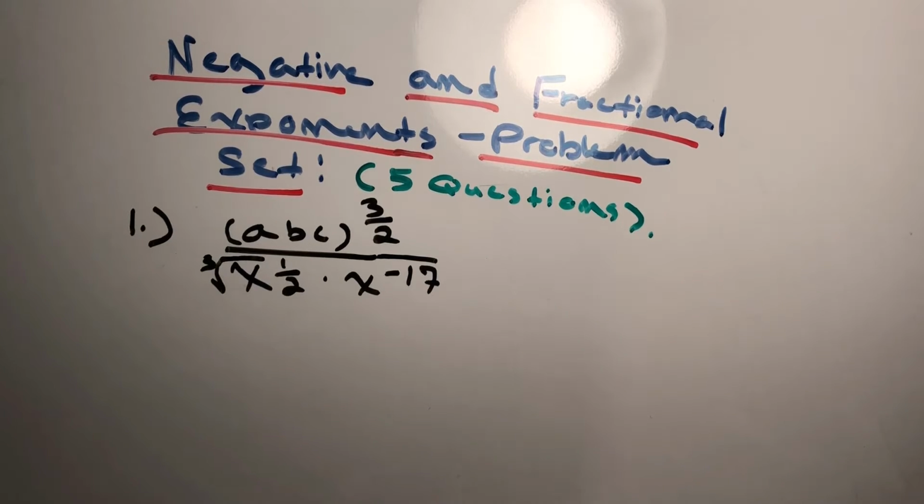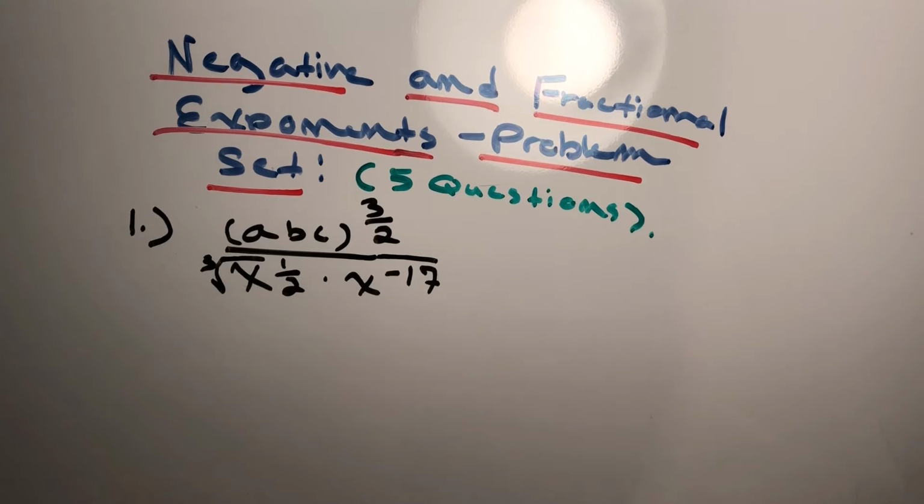So the first problem is asking us to simplify the quantity ABC all to the 3/2 power, right? And we're dividing that by the third root of x to the 1/2, right? Which is being multiplied by x to the negative 17th. So we just want to simplify this and put it in a nice form, right? We want to clear everything up that we can, consolidate those x's on the bottom, right? Great. So let's get started with the top.